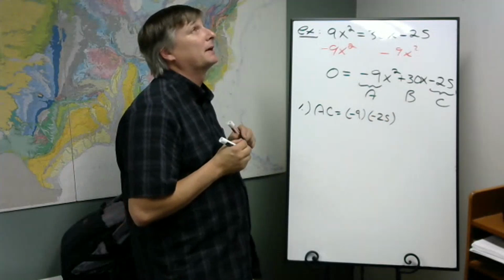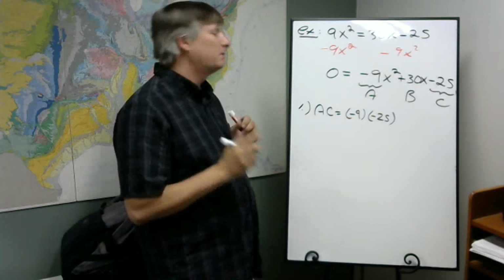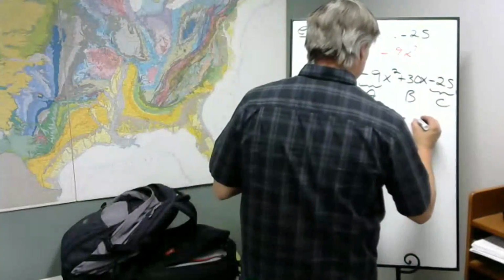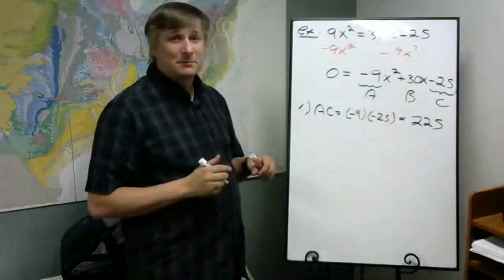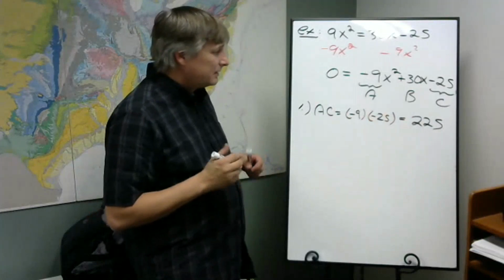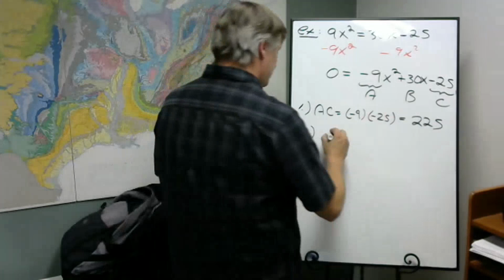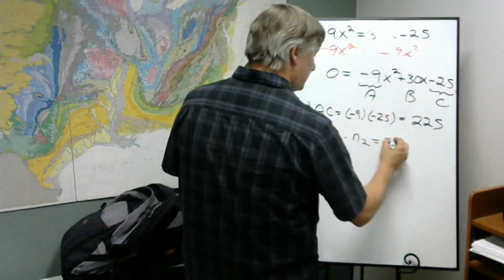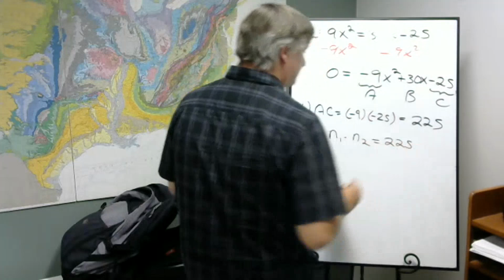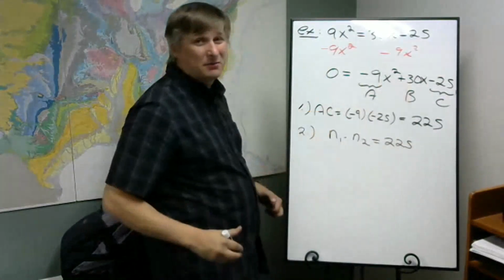Let's see here, what's that going to be? 225? So that's our A times C. Now, we need two numbers that multiply to 225. And they're going to add up to positive 30.